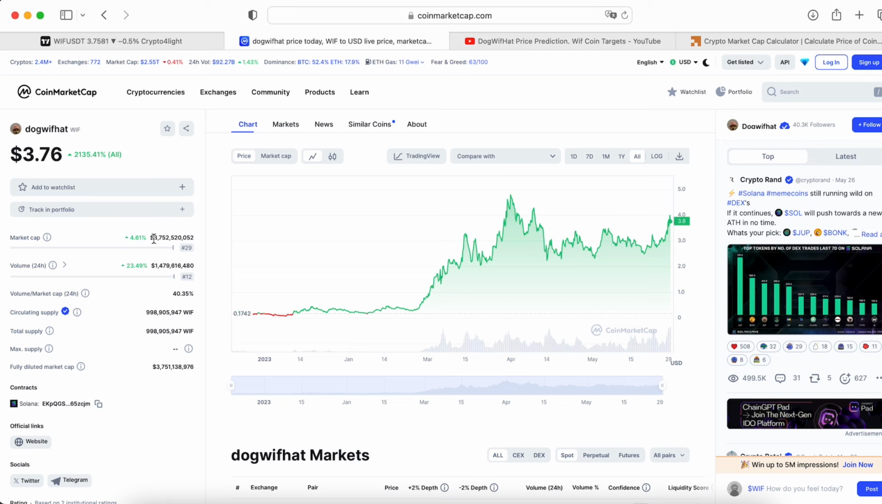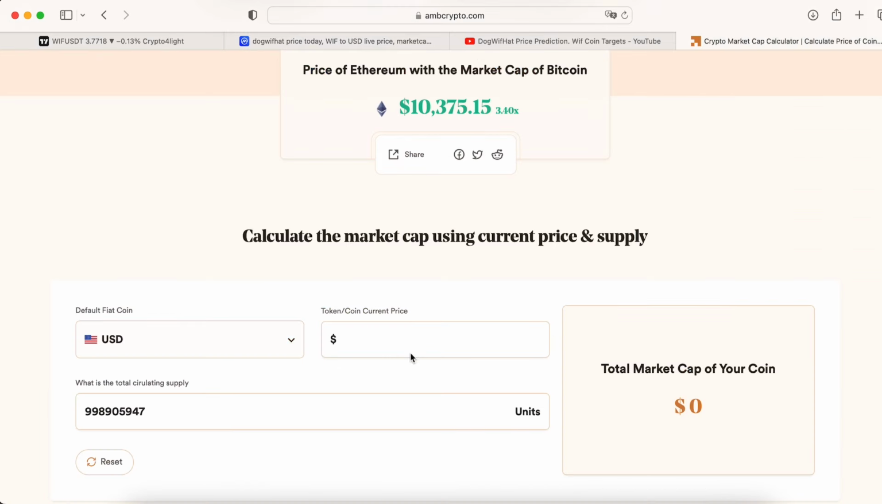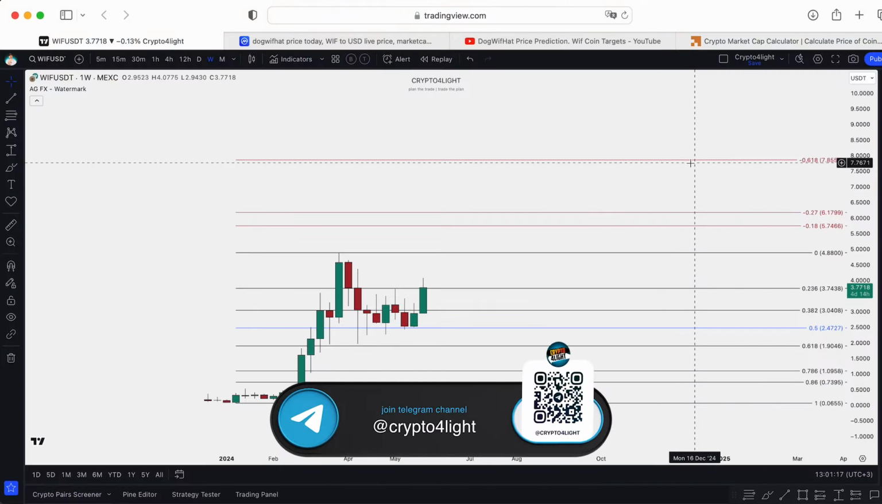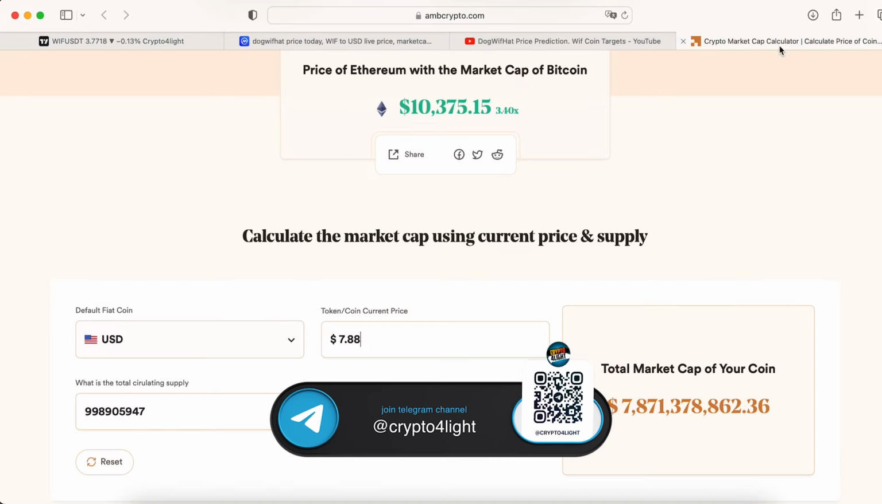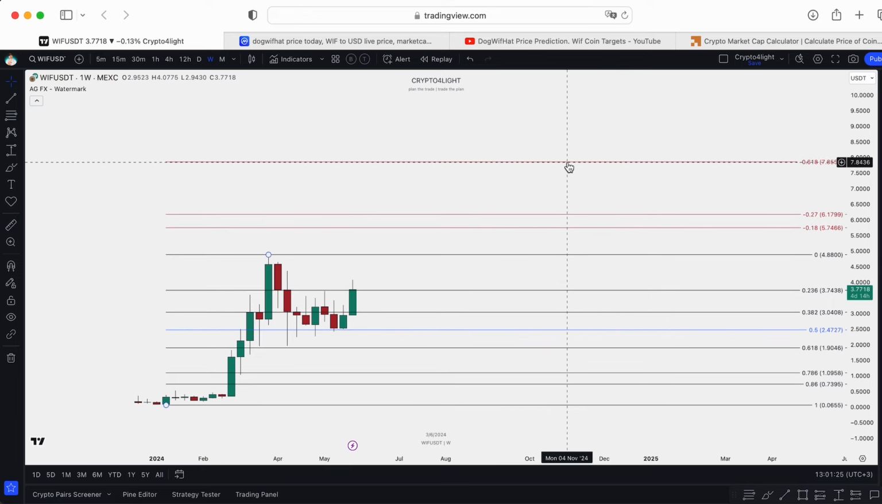This is the circulation supply. This is the market cap, 3.7 billion. If we hit a market cap like Pepe's, we can hit around $8, let's say 7.88. A 7.8 billion market cap is going to be exactly at the 0.618 FIB level. So that's the point of view where maybe we will see the top for this token. Of course, only the sky is the limit.